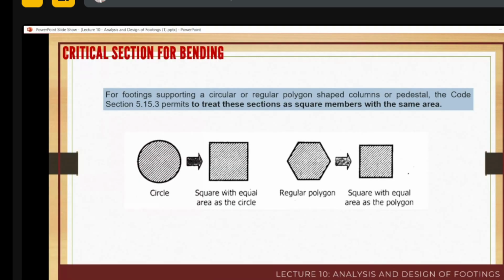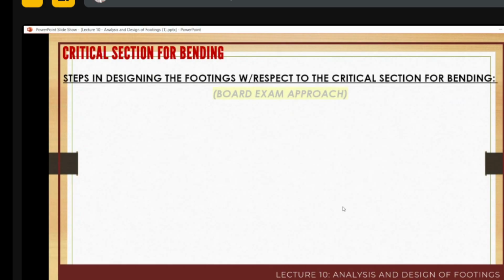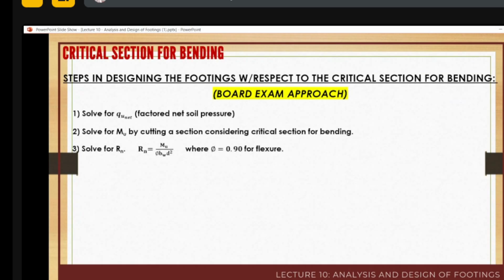Alright, let's continue. So for a footing supporting a circular or regular polygon shape column or pedestal, the code, section 5.15.3, permits to treat the section as square. So consider it as a regular section, a square, for bending. So, the design steps for footing with respect to the critical section for bending.